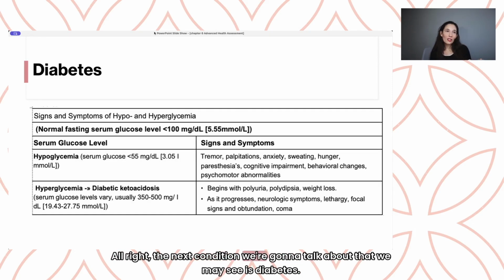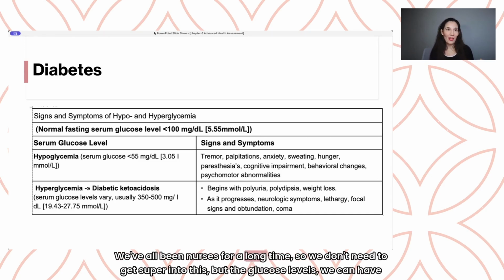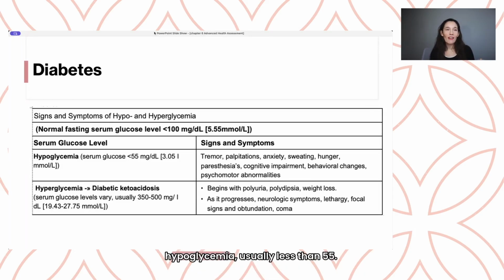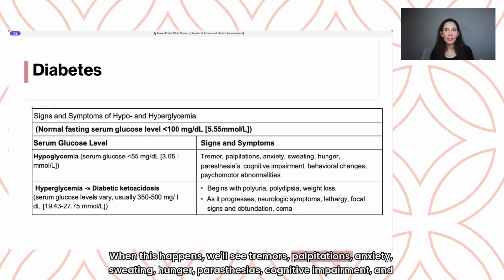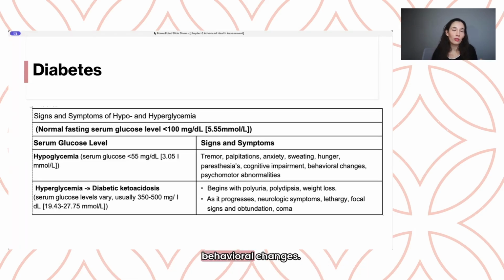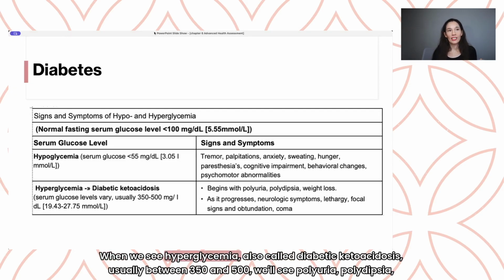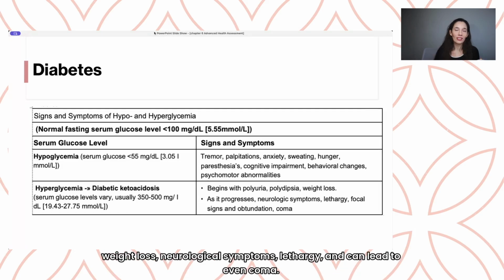All right. The next condition we may see is diabetes. We all know what diabetes is. We've all been nurses for a long time, so we don't need to get super into this. But with glucose levels, we can have hypoglycemia, usually less than 55. When this happens, we'll see tremors, palpitations, anxiety, sweating, hunger, paresthesias, cognitive impairment, and behavioral changes. When we see hyperglycemia, also called diabetic ketoacidosis, usually between 350 and 500, we'll see polyuria, polydipsia, weight loss, neurological symptoms, lethargy, and it can even lead to coma.